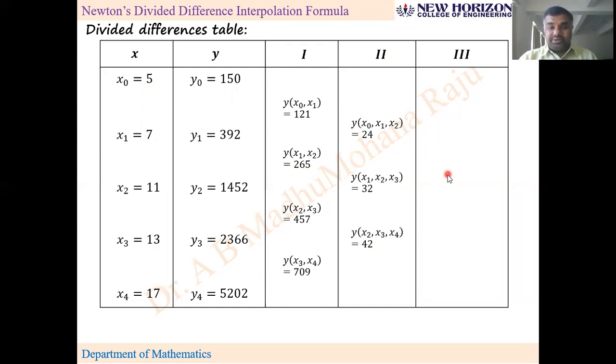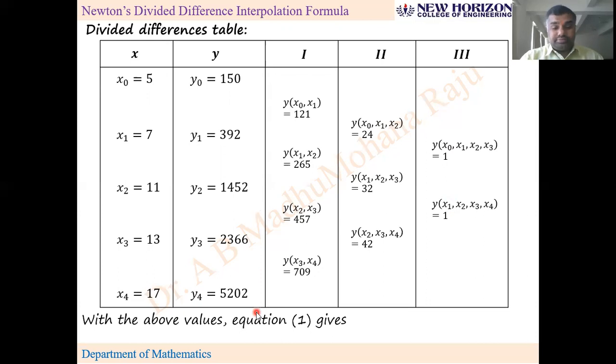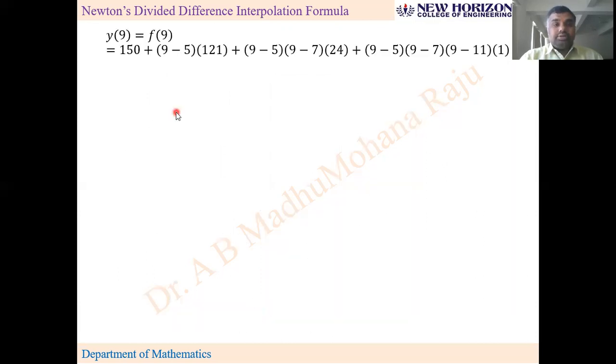Then third order. Why are we not going for fourth order? Because these are the same values, so the difference is 0. The numerator is 0, which means everything is 0, since 0 into anything is 0. So there is no need to consider it. Now list out the upper diagonal values only here also. Then substitute in the formula, and you will get f of 9 as 810.